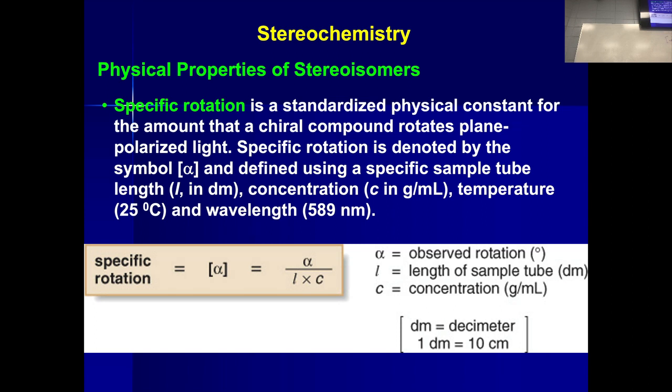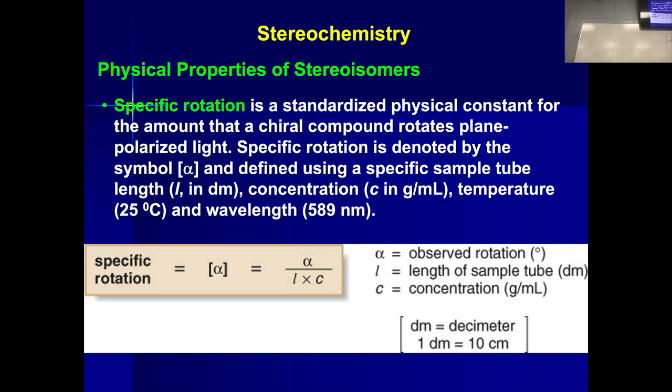So, you're going to take the alpha observed and divide it by the path length. The path length is in decimeters. Most of the time, because chemists like to not do math, we've always used a 1 decimeter cell. So it's about that long. Isn't that convenient? 1 times anything is anything, right? So it makes the math easy, but it doesn't have to be.